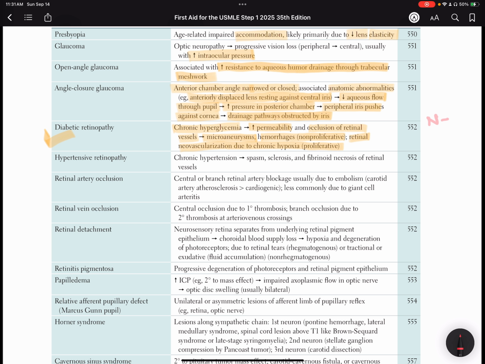Non-proliferative is hemorrhage and proliferative is neovascularization. Neovascularization due to chronic hypoxia.